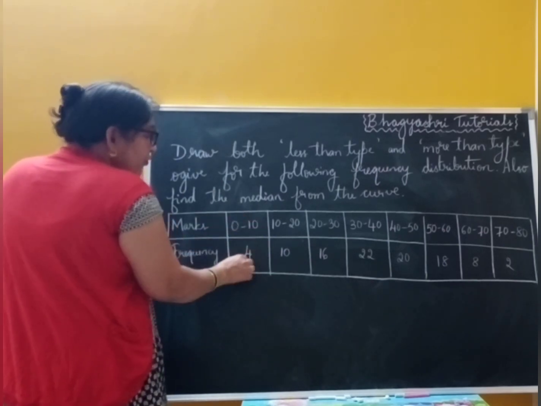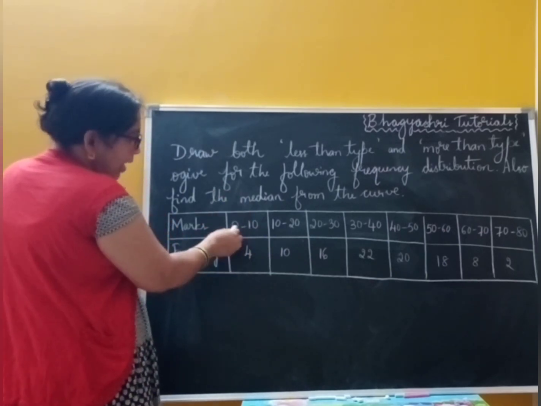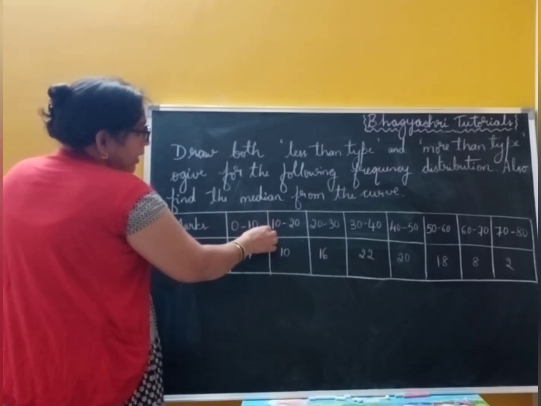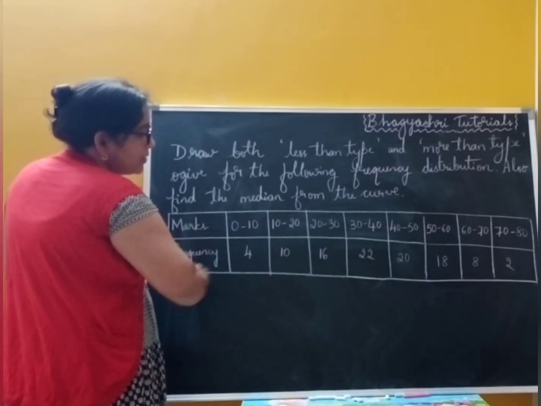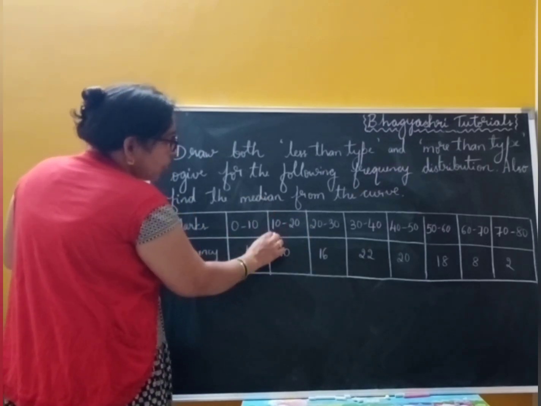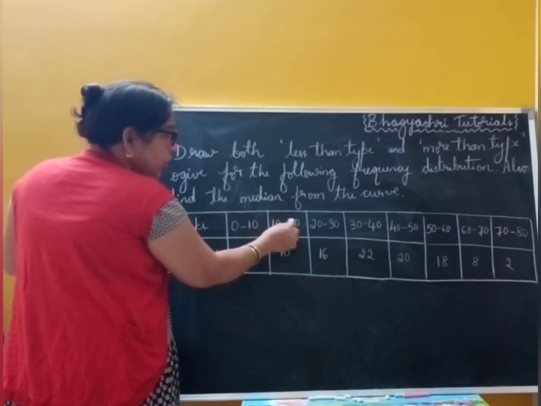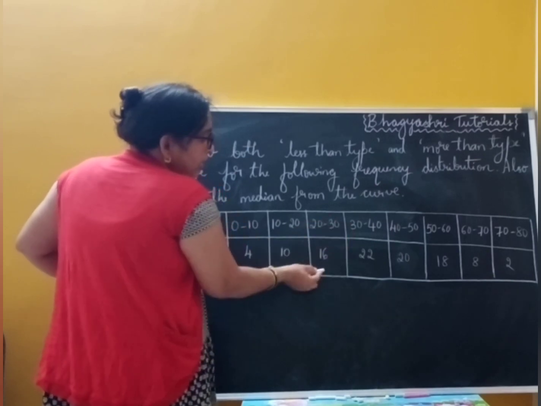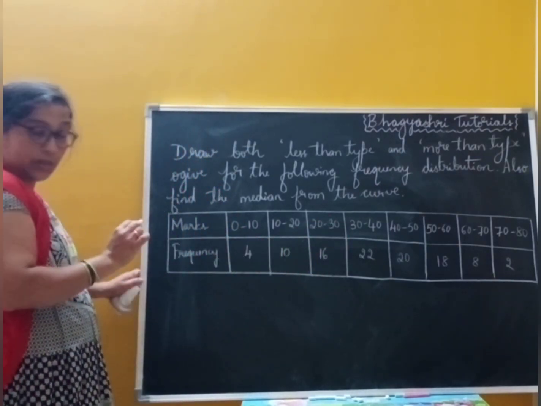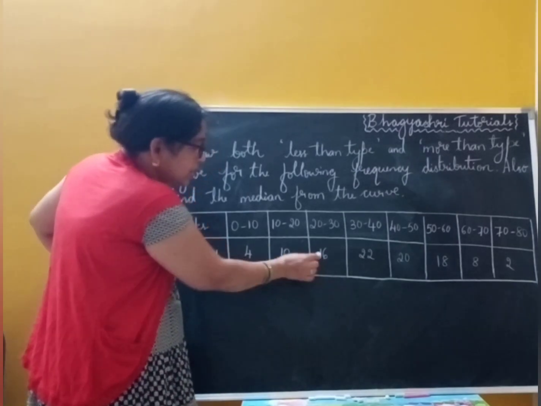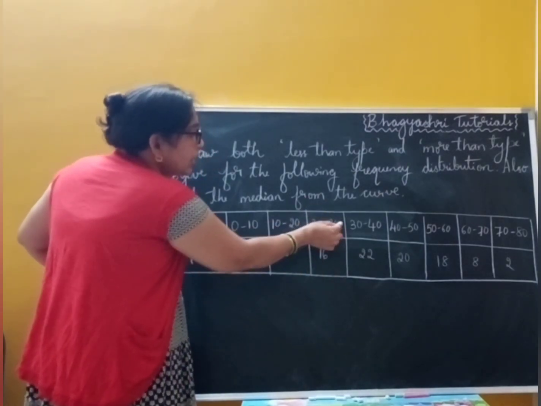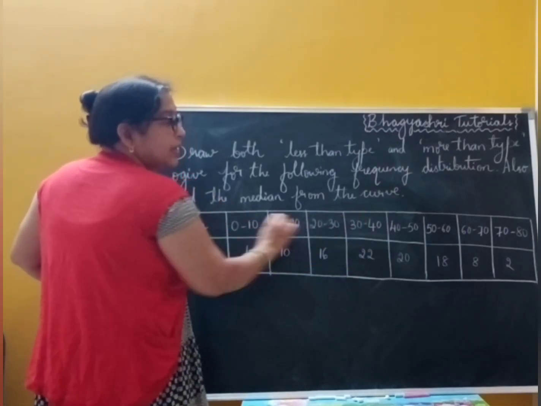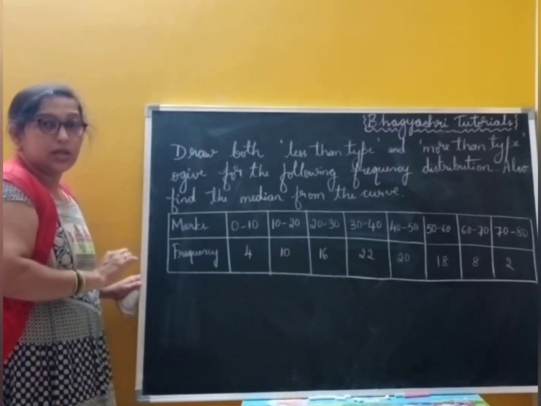0 to 10, 4 means here 4 students have got the marks from 0 to 10. Here 10 to 20, 10. That means 10 students scored the marks in between 10 to 20. Like that, 20 to 30, the frequency is 16. That means 16 students scored the marks in between 20 to 30. So like this we can read the frequency distribution table.